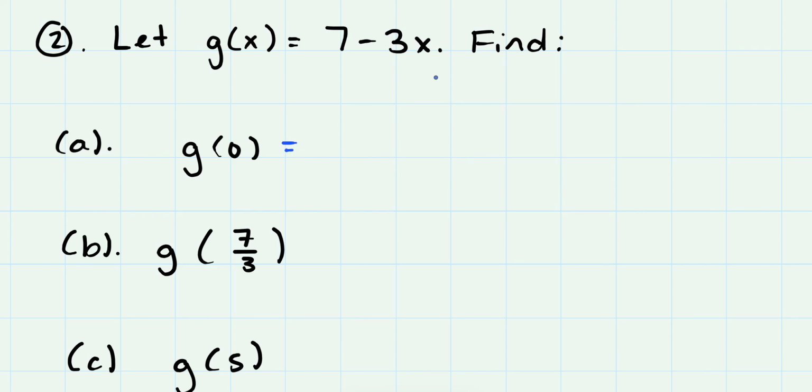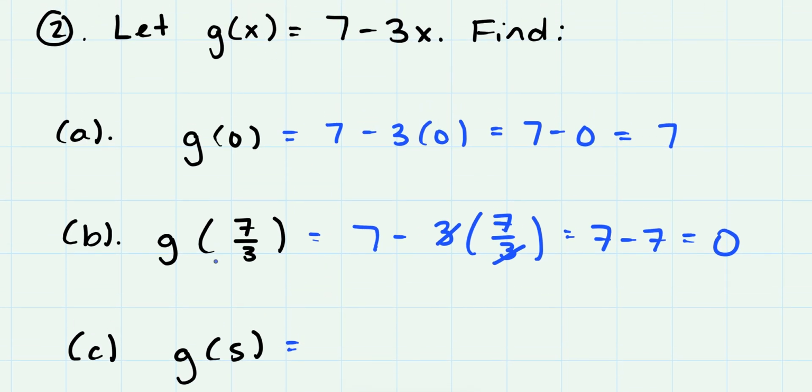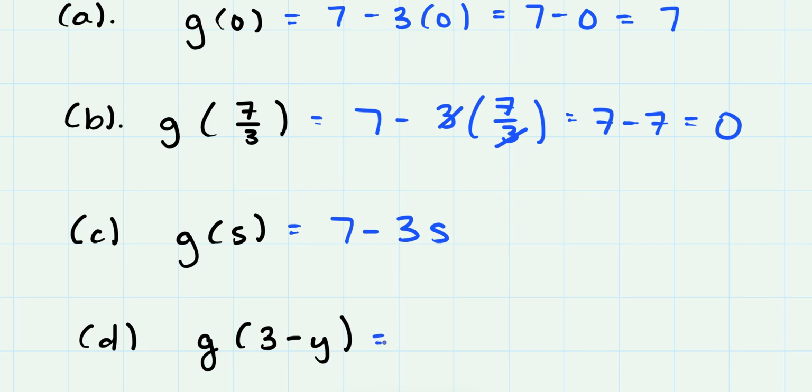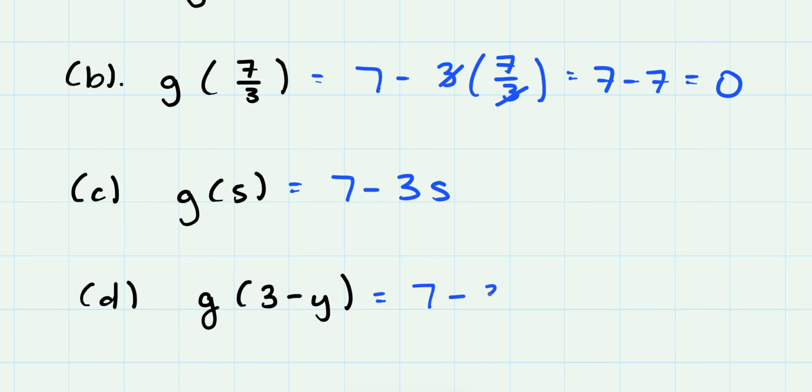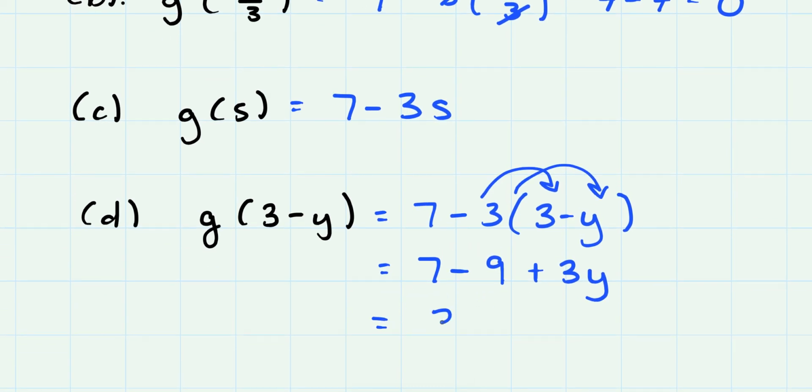Okay, g of 0 means I just plug in 0 for x. So I get 7 minus 3 times 0, which is 7 minus 0, which is 7. g of 7/3 is 7 minus 3 times 7 over 3. Remember, the 3's cancel, and I get 7 minus 7, which is 0. g of s, now this might be a little confusing, but just follow the rule. Whatever's here goes here. So here's an s, so I'm just going to put an s there. So this is 7 minus 3s. What is g of 3 minus y? Well, we have 7 minus 3 times 3 minus y. So this is 7 minus, distribute this negative 3 to everything, and we get minus 9 plus 3y. And combine like terms, 3y minus 2.